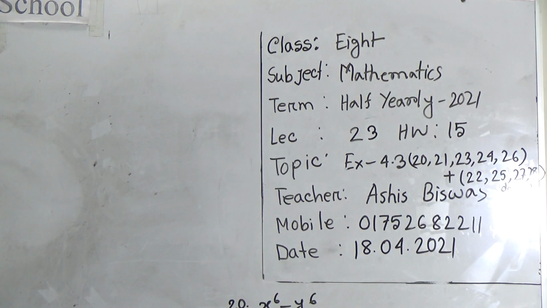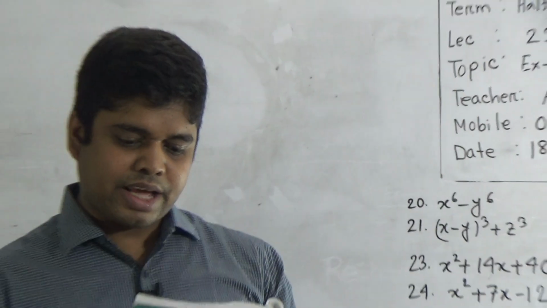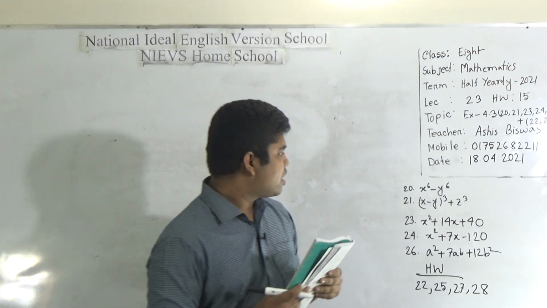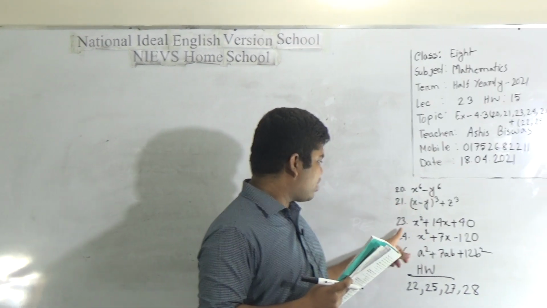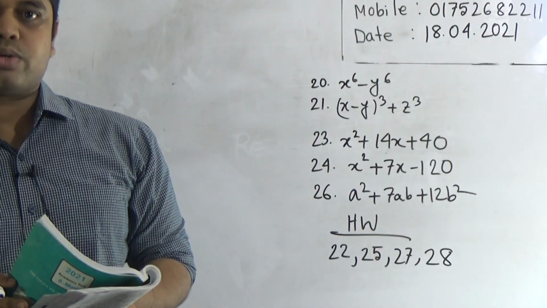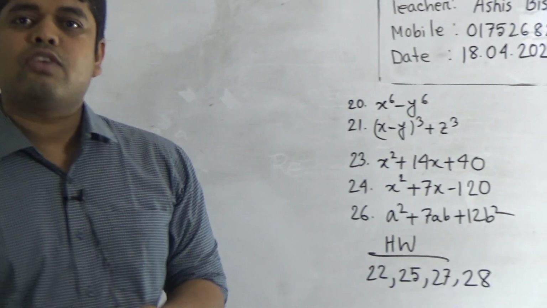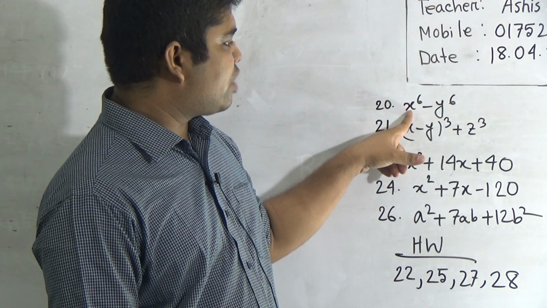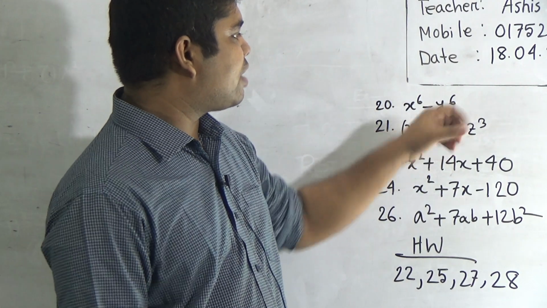Dear students, open page number 69. On that page, in exercise 4.3, we shall solve questions number 20, 21, 23, 24 and 26. I have already written these questions on the board. Please follow the board. Here, question 20: x to the power 6 minus y to the power 6.